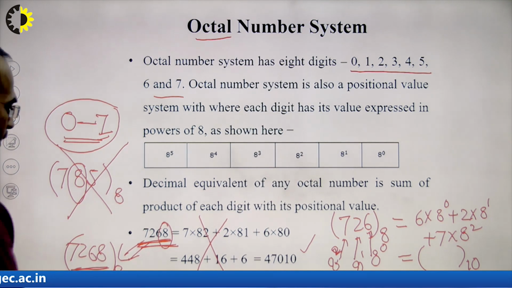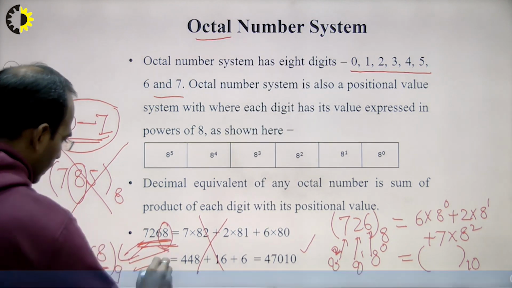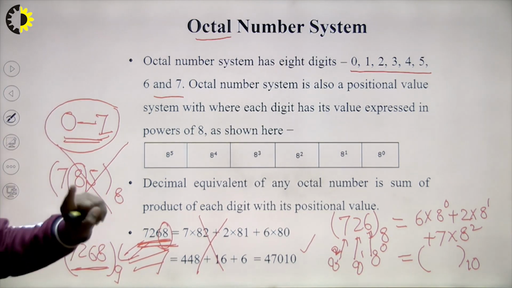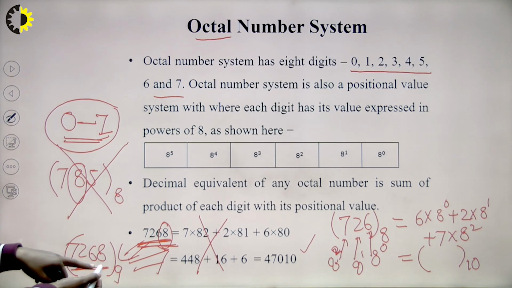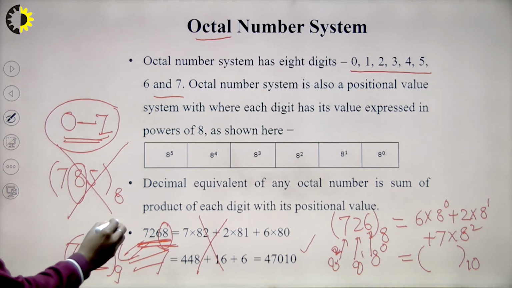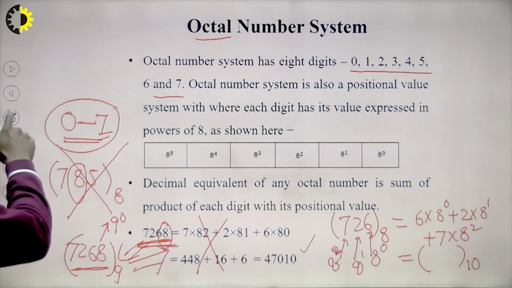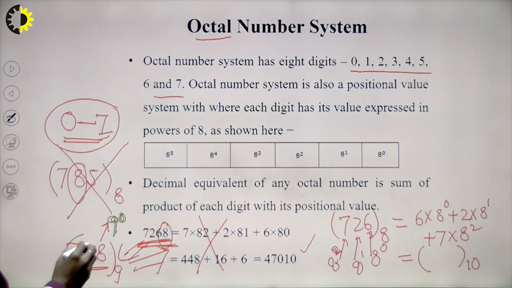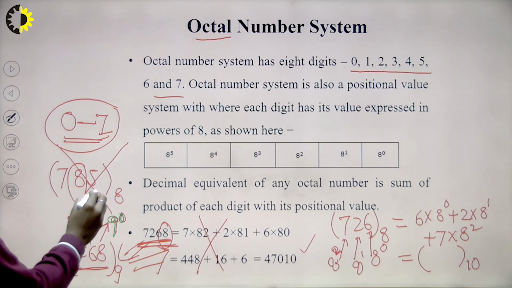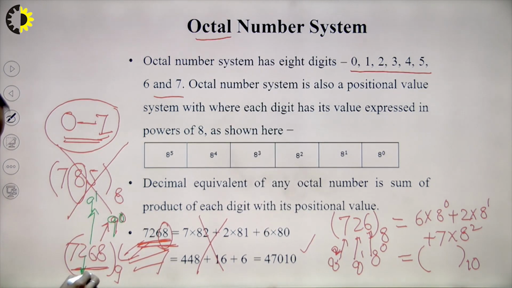Now we can convert this base 9 system into the decimal number system by using the same weighted position notation. Here the weight for this number will be 9 to the power 0, I am using green color for this. So 9 to the power 0, 9 to the power 1, 9 to the power 2 and 9 to the power 3.